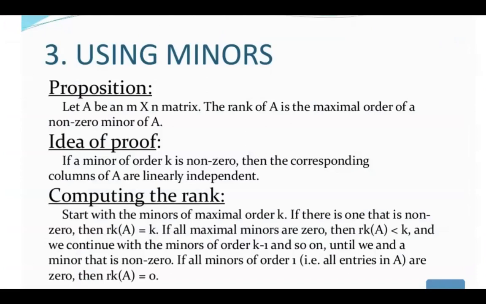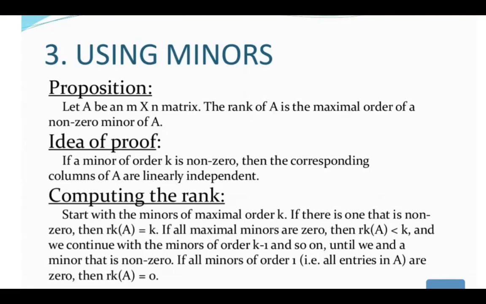Using minor properties. Let A be an M by N matrix. The rank of A is the maximal order of a non-zero minor of A. Idea of proof: if a minor of order K is non-zero, then the corresponding columns of A are linearly independent. Computing the rank. Start with the minor of maximum order K.